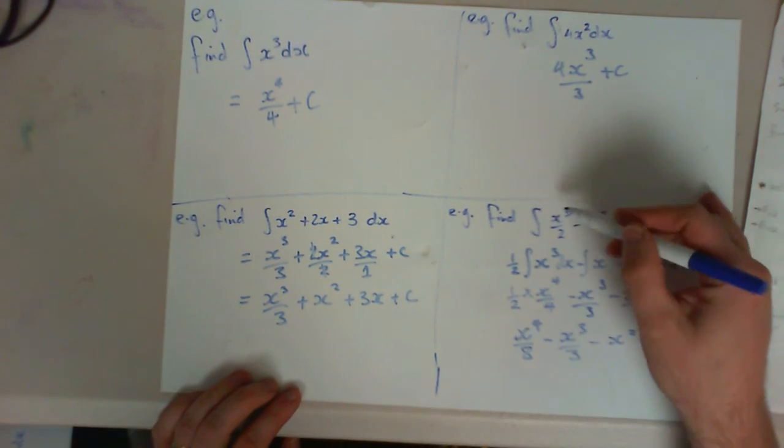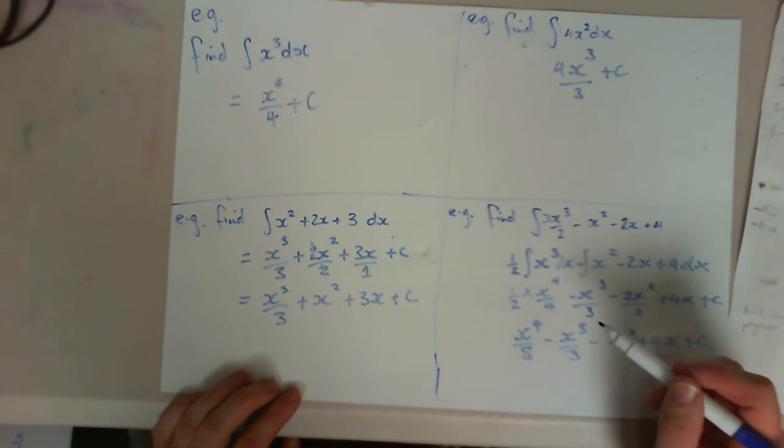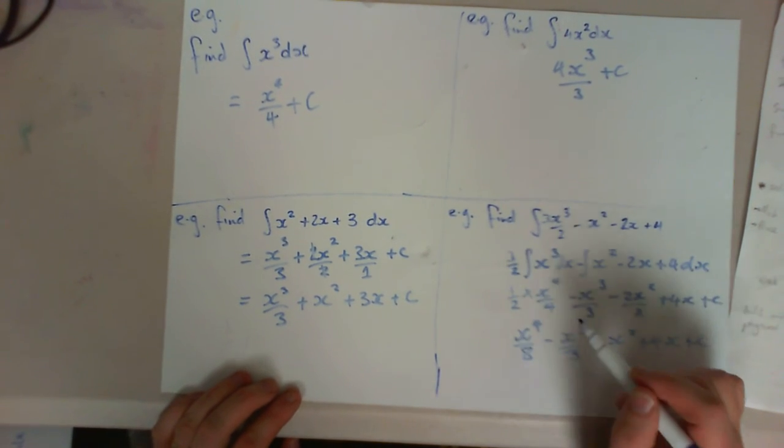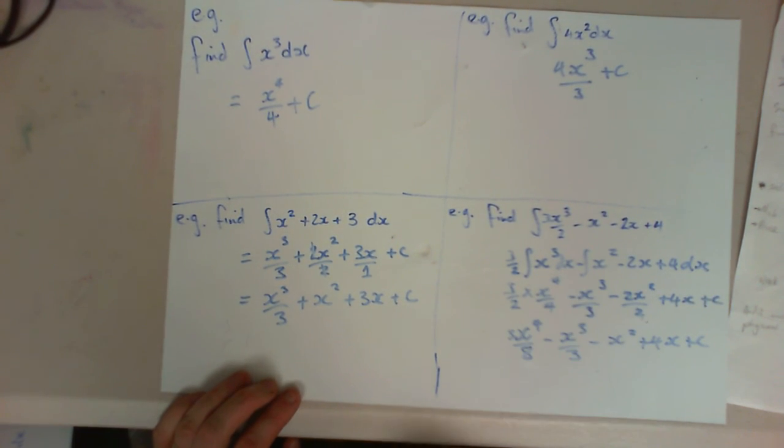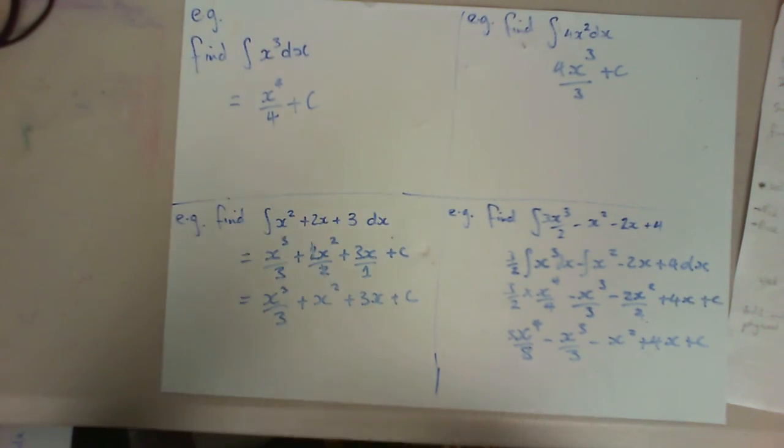Because in reality this could have been, say, 3 on 2. And we would have had 3 on 2 out the front, 3 on 2 there, and we would have simply had 3 on 8 times x to the 4. So again, a nice little rule here, opposite to what we were doing.